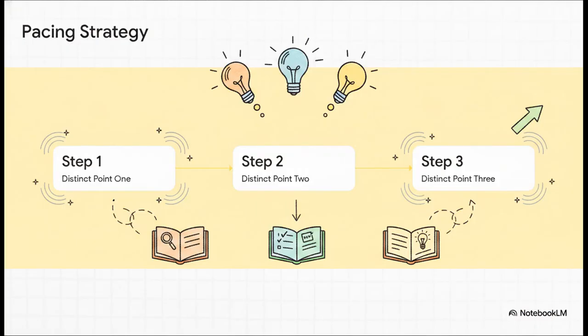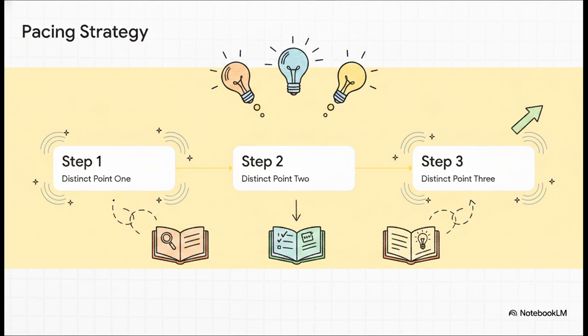Okay, so once you've hooked them, how do you actually pace the educational part of your video? The rule here demands that you break down your main topic into exactly 3 distinct, highly actionable points. Not 2, not 7, exactly 3. It's honestly a bit of a magical number when it comes to storytelling and human cognition.